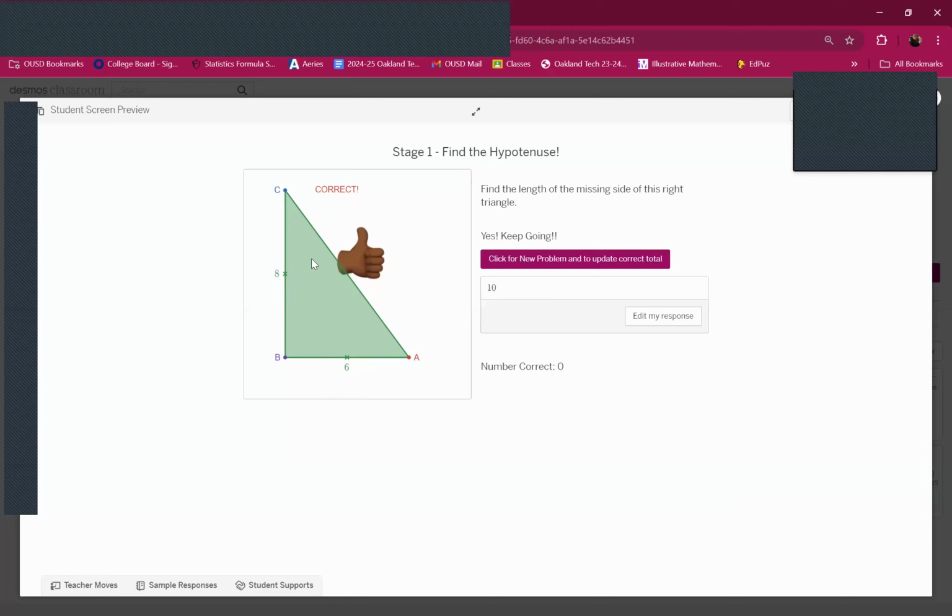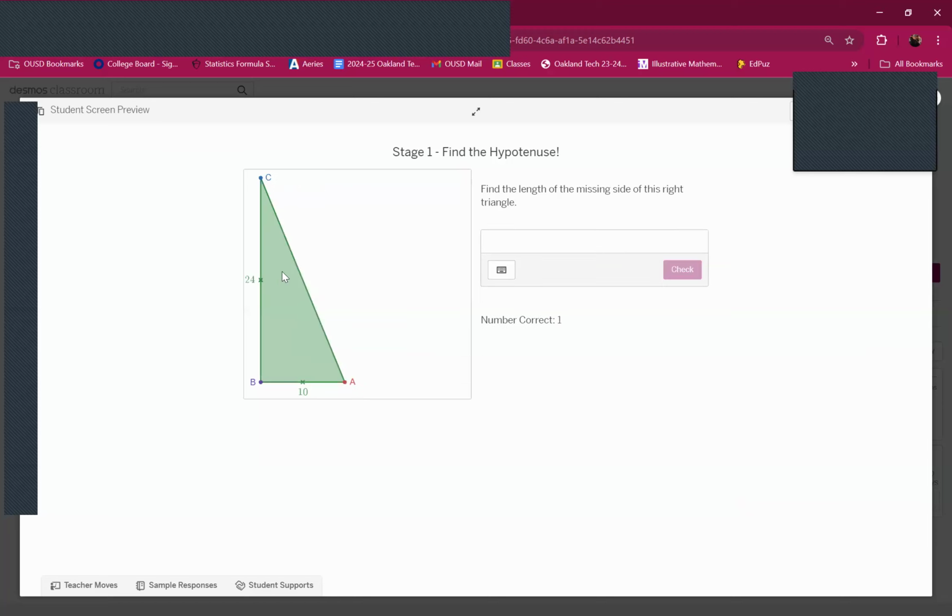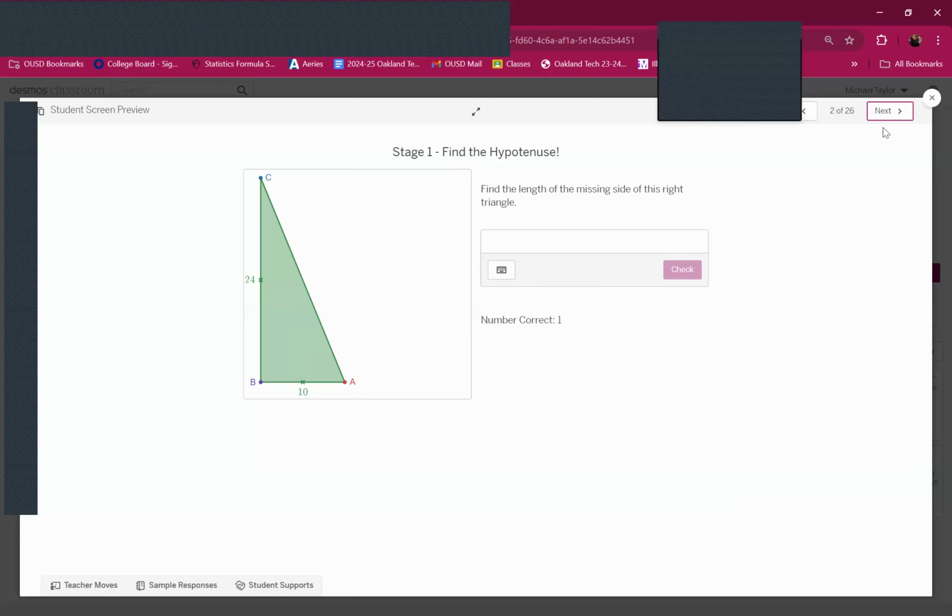It says correct, and I can get another problem. It gives me another one, 24 and 10. I can do that the same way, but that's a little too easy. So we're going to go to the next problem. I'm up in the corner here. I don't know if you can see me. It's probably a blacked out screen.